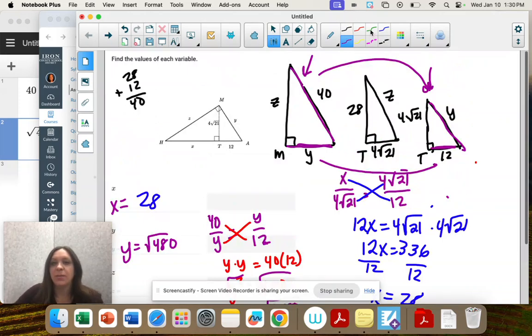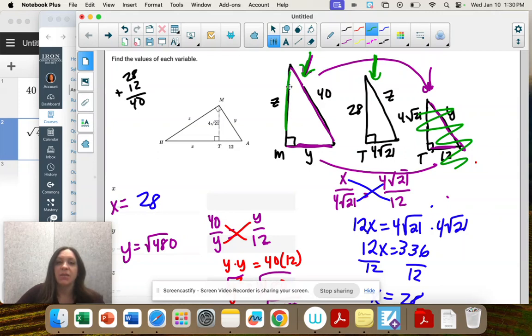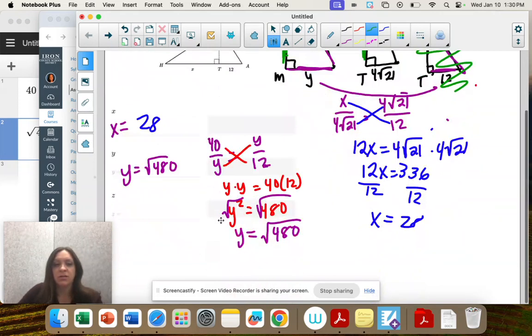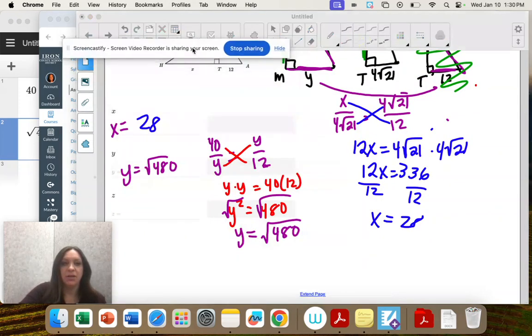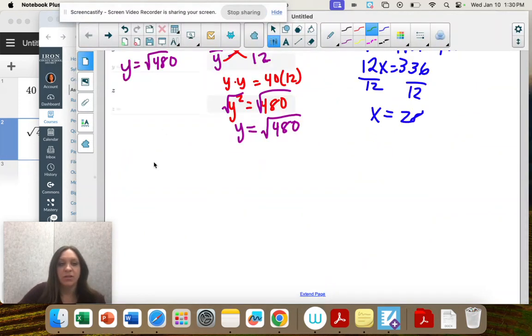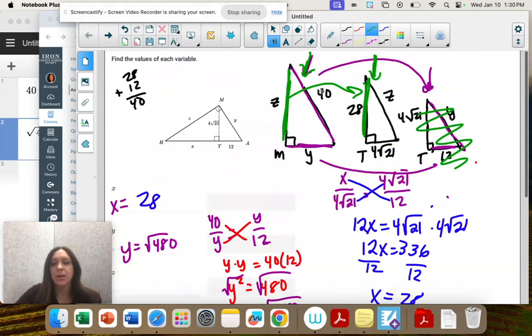And this time, I'm not going to redraw the triangles. I'm just going to use the two triangles that have z, right? So this one doesn't have z, it has y. Not going to use it. I'm going to use the two that have z and kind of do the same thing. Z goes to 28. Let me get down here while I have more room. So z goes to 28, and that's going to be equal to, and then 40 to z.